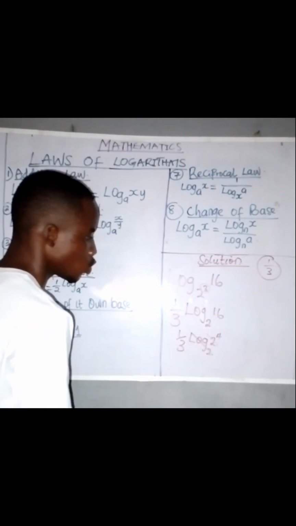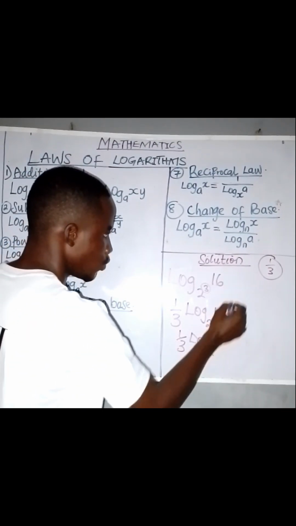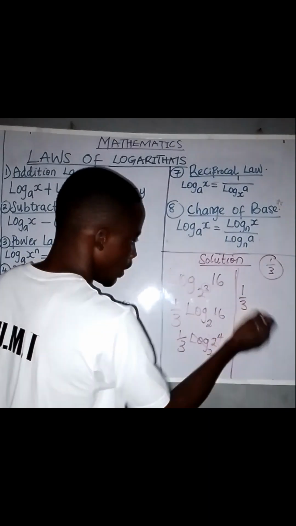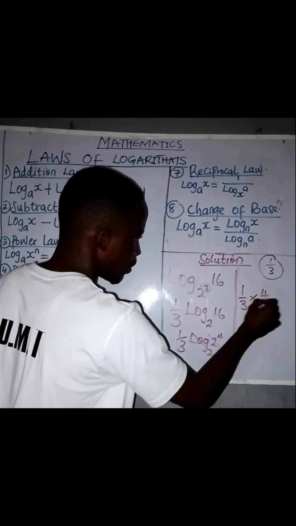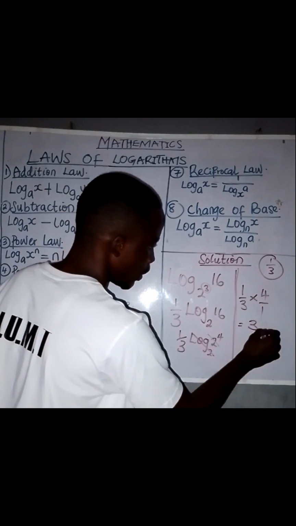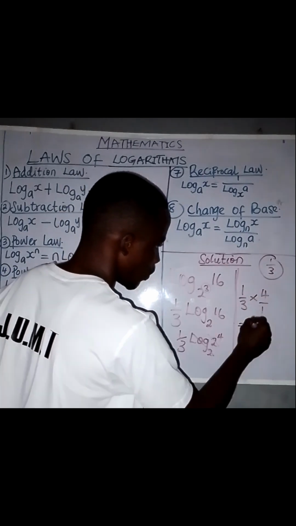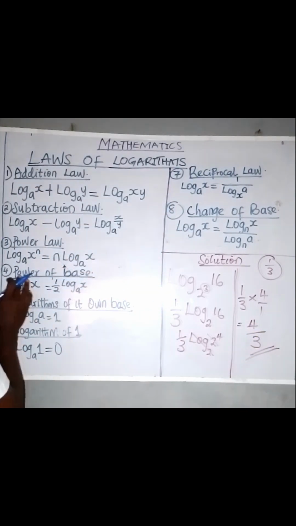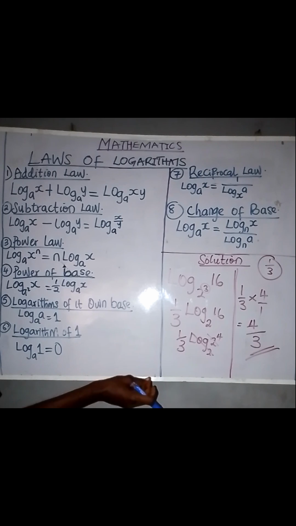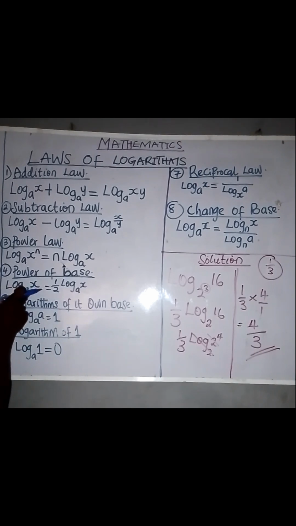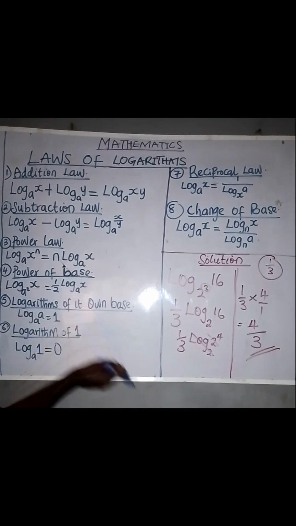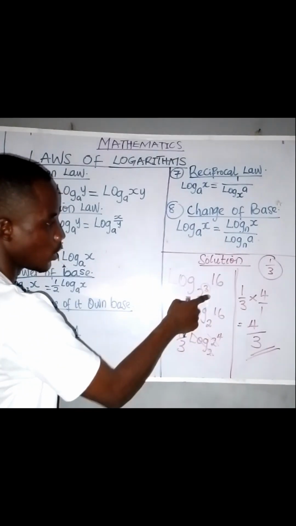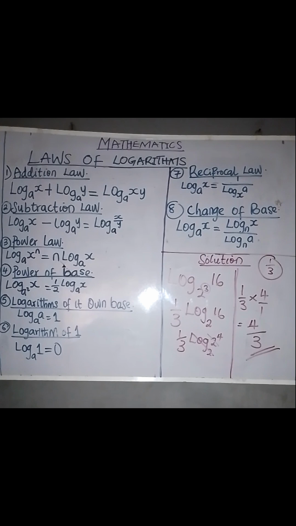Log 2 will remove log 2. So what am I left with? I'm left with 1 over 3 times 4, which is 1 over 3 times 4 over 1, equal to 4 over 3. 1 times 4 is 4, over 3. So this is my answer for the power of the base. So anytime the base of a logarithm is having a power, the reciprocal of that power is used to multiply the logarithm itself. So this is under power of base.